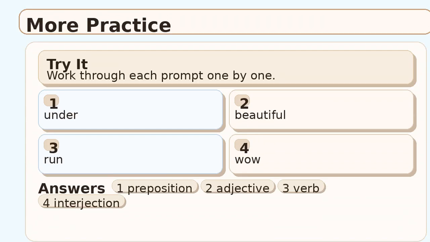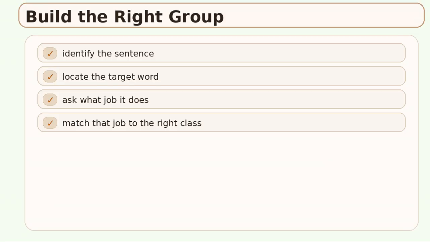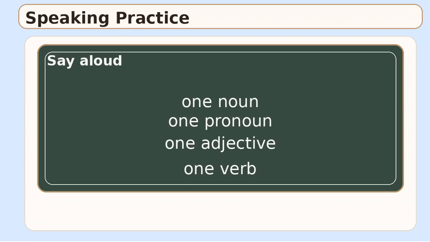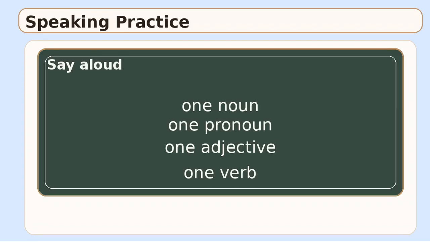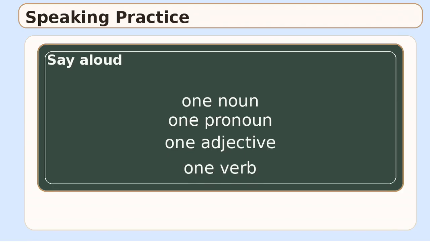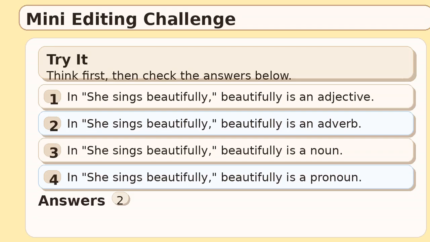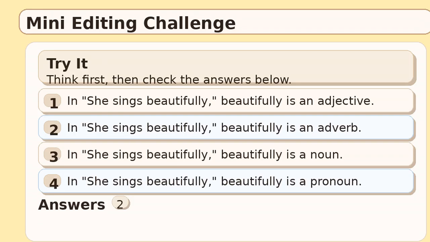Here is one more set. Keep your focus on function, not on memorized labels alone. Use this memory chain whenever you feel confused. Start from meaning, move to function, and then confirm the category. Try this speaking drill aloud. Say one noun, one pronoun, one adjective, and one verb from your own daily life. Which explanation is correct? Choose the option that classifies the highlighted word properly.